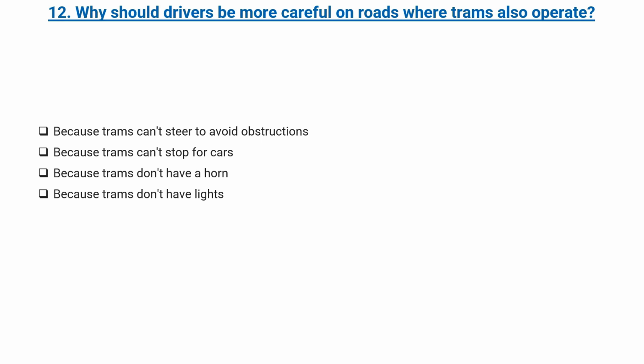12. Why should drivers be more careful on roads where trams also operate? Because trams can't steer to avoid obstructions. Because trams can't stop for cars. Because trams don't have a horn. Because trams don't have lights. Correct answer: because trams can't steer to avoid obstructions.